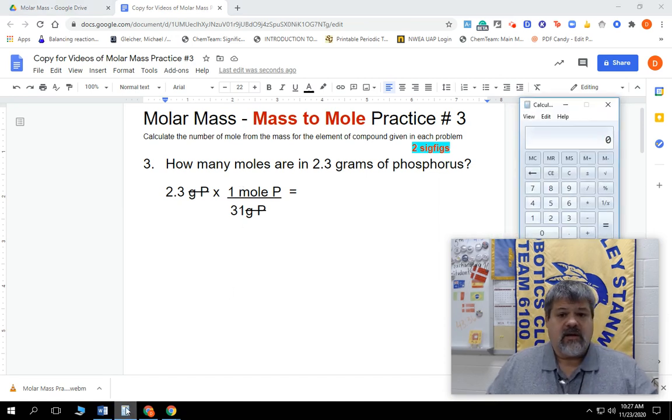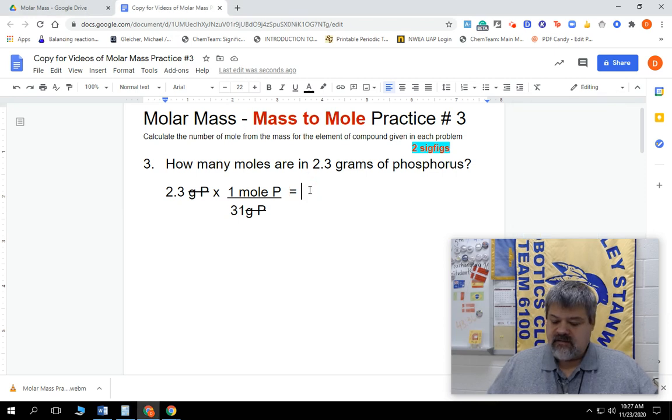So let's pull up our calculator and we're going to put 2.3 and we're going to multiply by 1 and then divide by 31. Now again, I like to do that only because I like to be consistent. Multiply by the top, divide by the bottom. So our answer is this right here. So if I go ahead and put that number in here, we're going to put 0.07419. I don't need to go any further than that because I only need two significant figures.